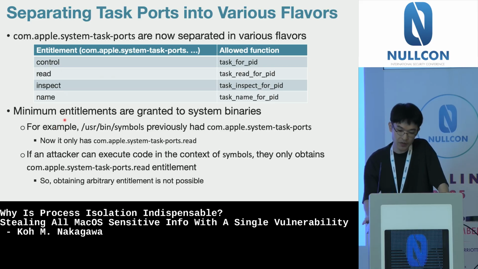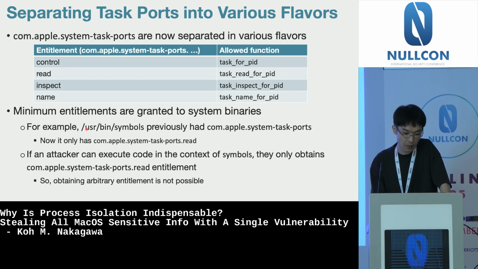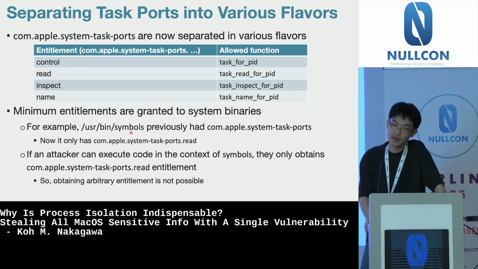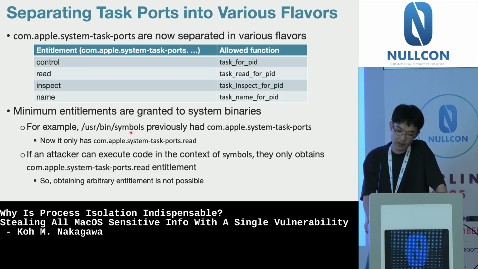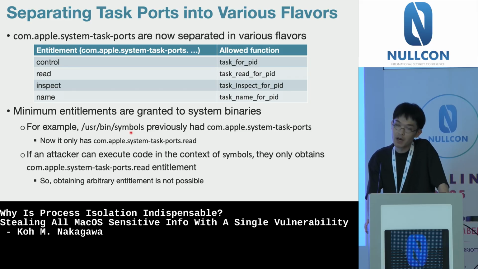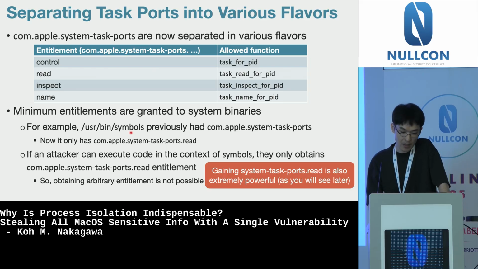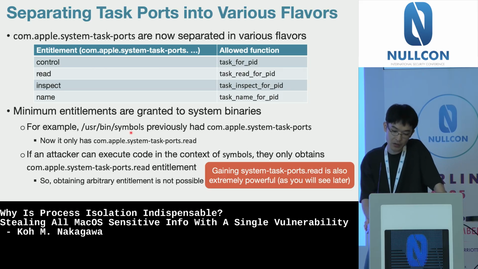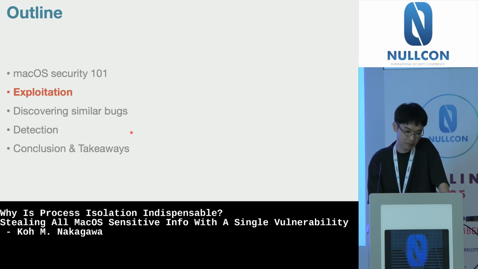Apple also reduced the privileges of the system binaries accordingly. For example, /usr/bin/symbols, which was abused in the previous research, used to have the system task ports entitlement. But now it only has the system task ports read entitlement. That means if an attacker finds an injection bug in the symbols binary, they cannot get arbitrary entitlements since it can only read other process memory. But as you'll see later, gaining the task ports read entitlement is extremely powerful.